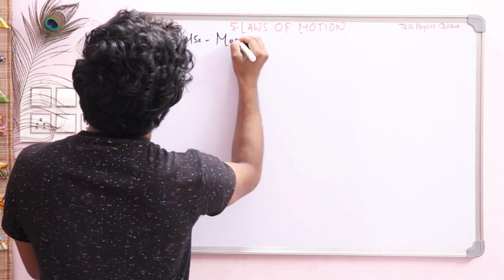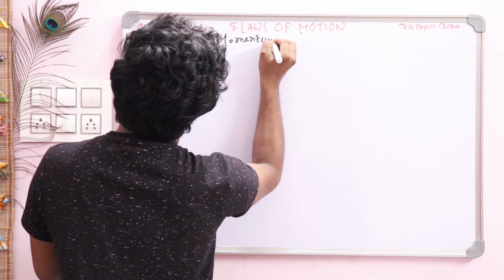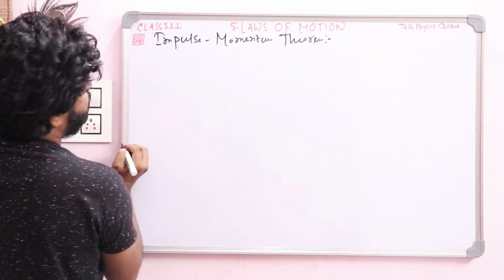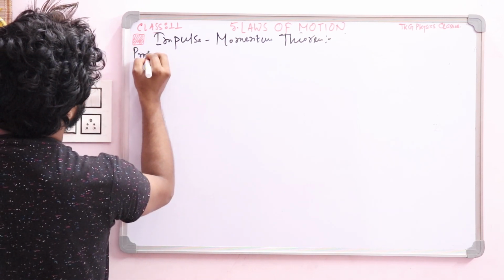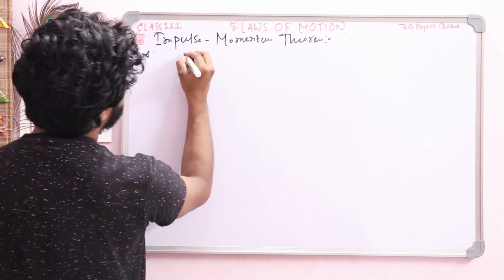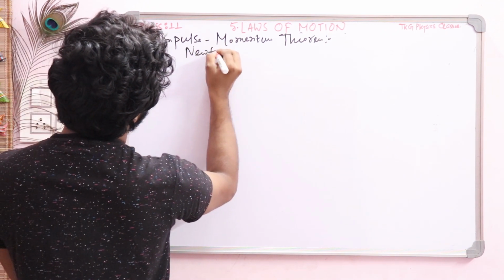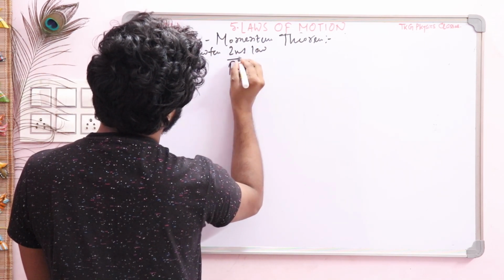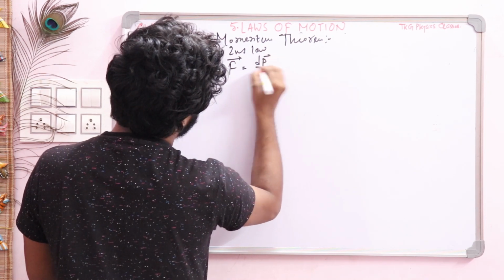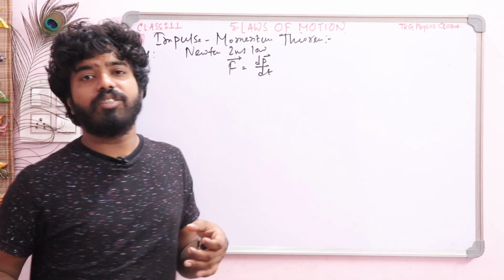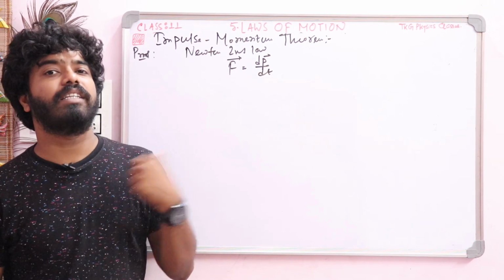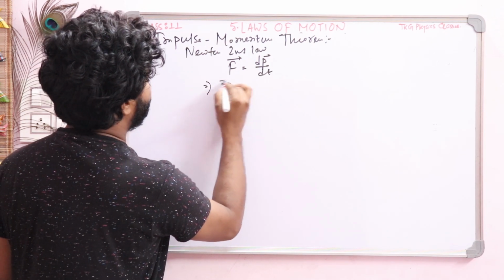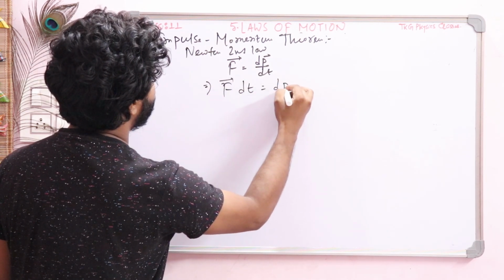Impulse momentum theorem, and this theorem will be proved. At first you prove this one with the help of Newton's second law. From Newton's second law, we can write F vector is equal to dp by dt. Yes, the rate of change of momentum is directly proportional to force and the direction is the same. Okay, so from here you can easily write F vector into dt is equal to dp vector.